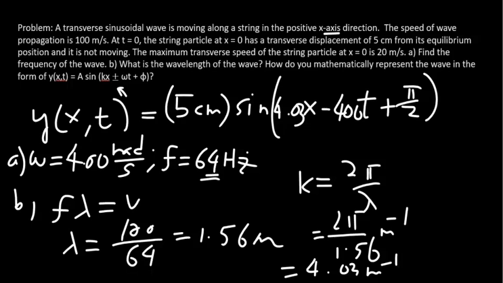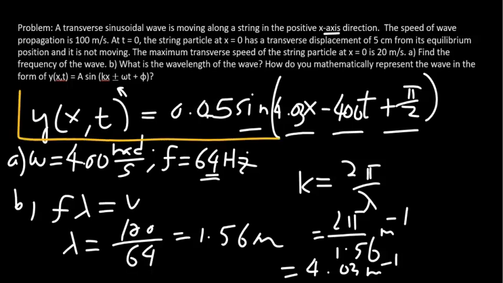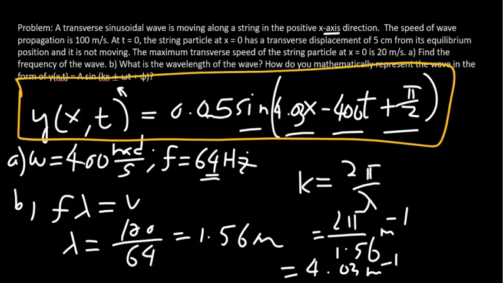So the full function for the waveform is y equals 5 cm times sine, the argument of which is 4.03x minus 400t plus pi over 2. Of course, you can write the amplitude in SI units, namely in meters, and it will become 0.05. And that is the final answer.